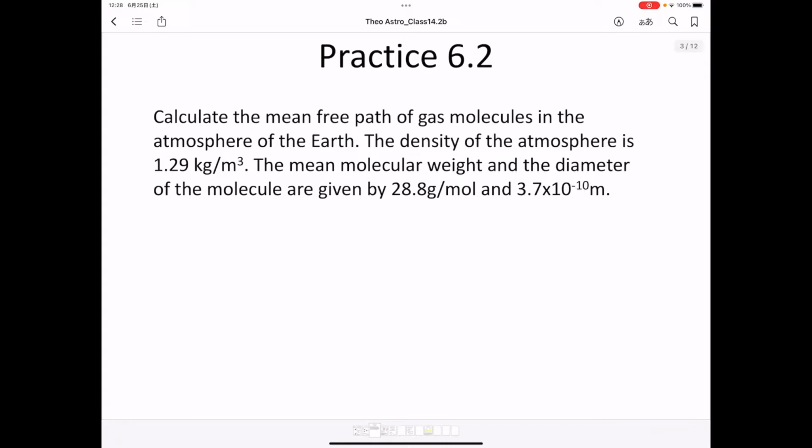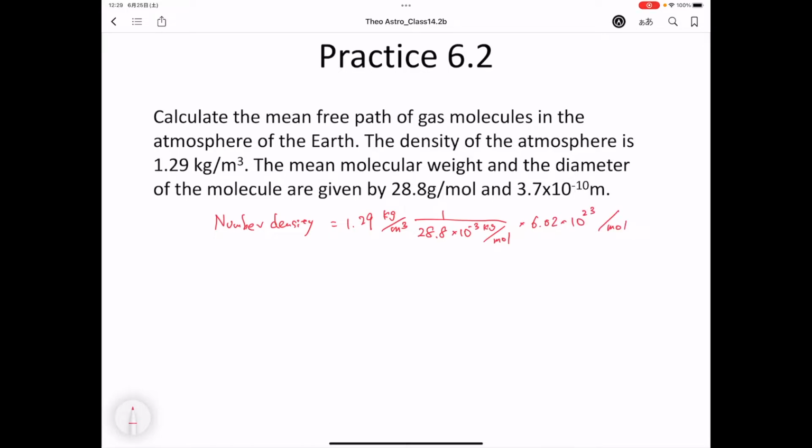At first we need to calculate the number density of the gas molecules. The number density can be calculated as 1.29 kilogram per cubic meter divided by the mean molecular weight, 28.8. We need to convert grams to kilograms, so 10 to the minus 3 kilogram per mole. Then 1 mole is 6.02 times 10 to the 23 particles. The kilogram is cancelled, the mole is cancelled, so the unit becomes 1 over cubic meters: 2.70 times 10 to the 25 gas molecules per cubic meter. So we could calculate the number density.